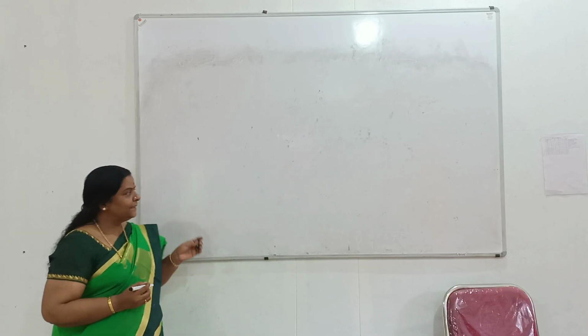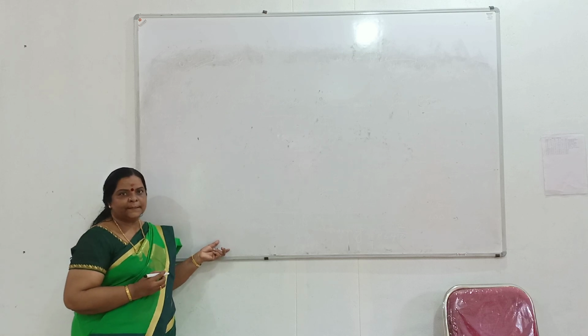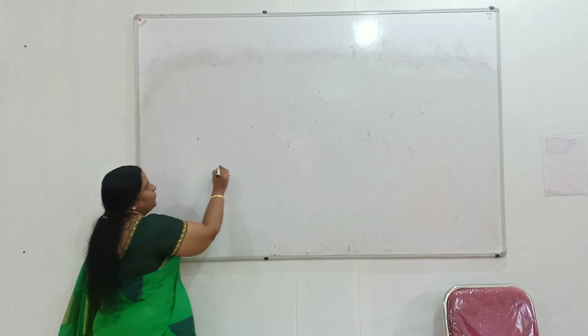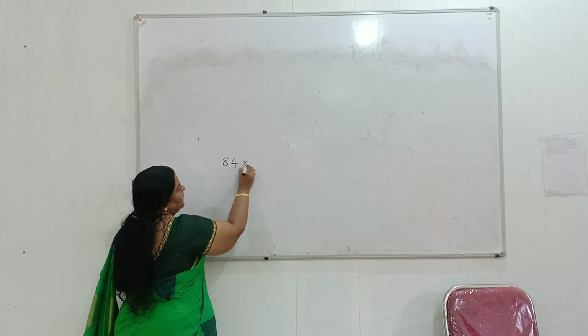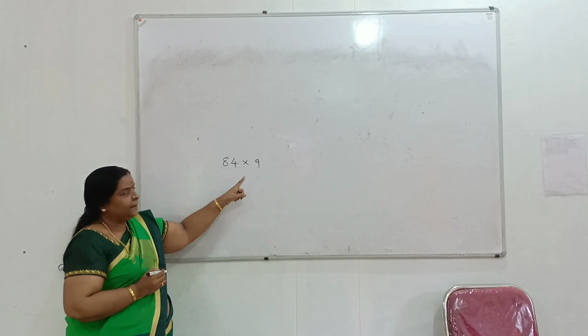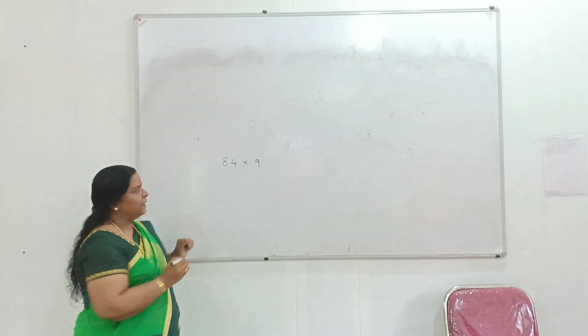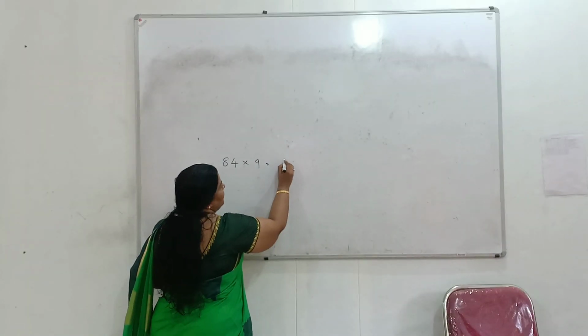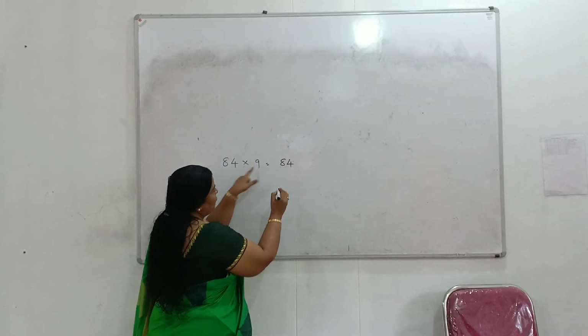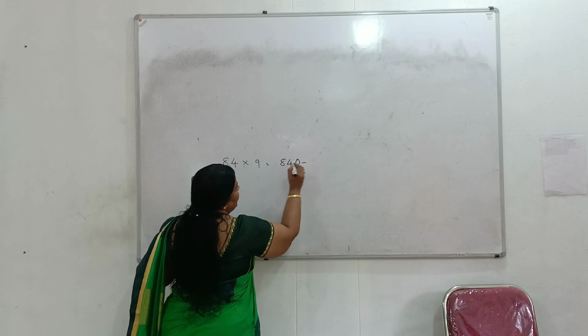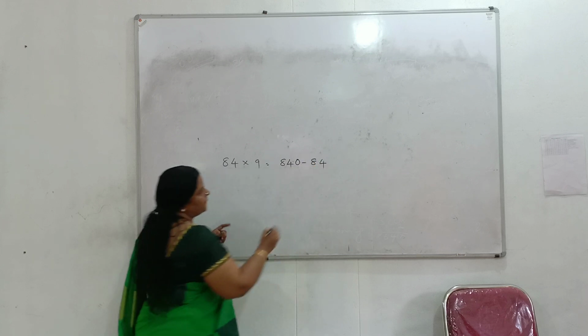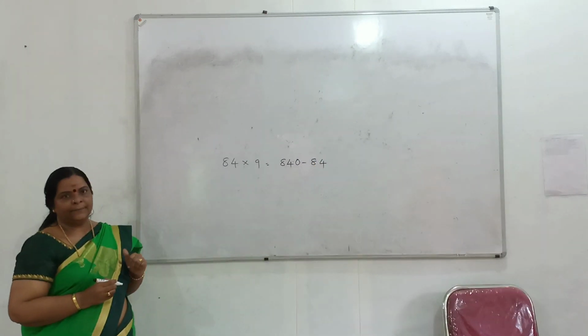Let us see the multiplication of numbers by 9. If you want to multiply a number by 9, how many 9s are here? 1 9. So, first of all, write that number and put 1 0 to that number and subtract the number itself from that number, we will get the answer.